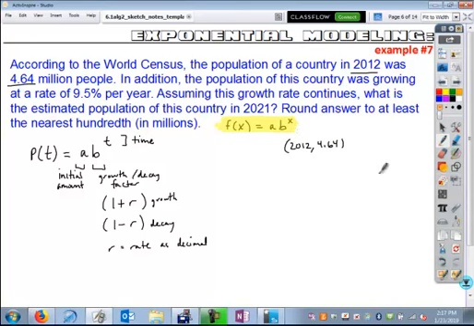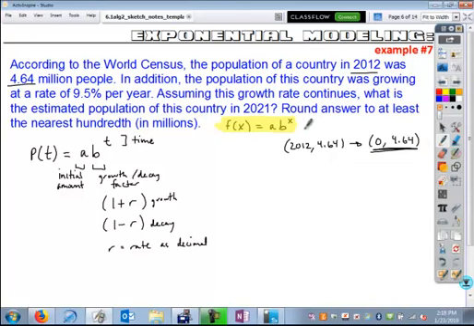Okay, so if I was setting up an ordered pair, there's my input, my corresponding output. Okay, but this is where I'm starting, right? So I'm not using 2012 as my x, my input. What I'm saying is I'm going to start with this amount. So what I want to do is think of this as 0 and 4.64. Okay, so there is my initial amount at time 0. I'm letting 2012 be time 0.